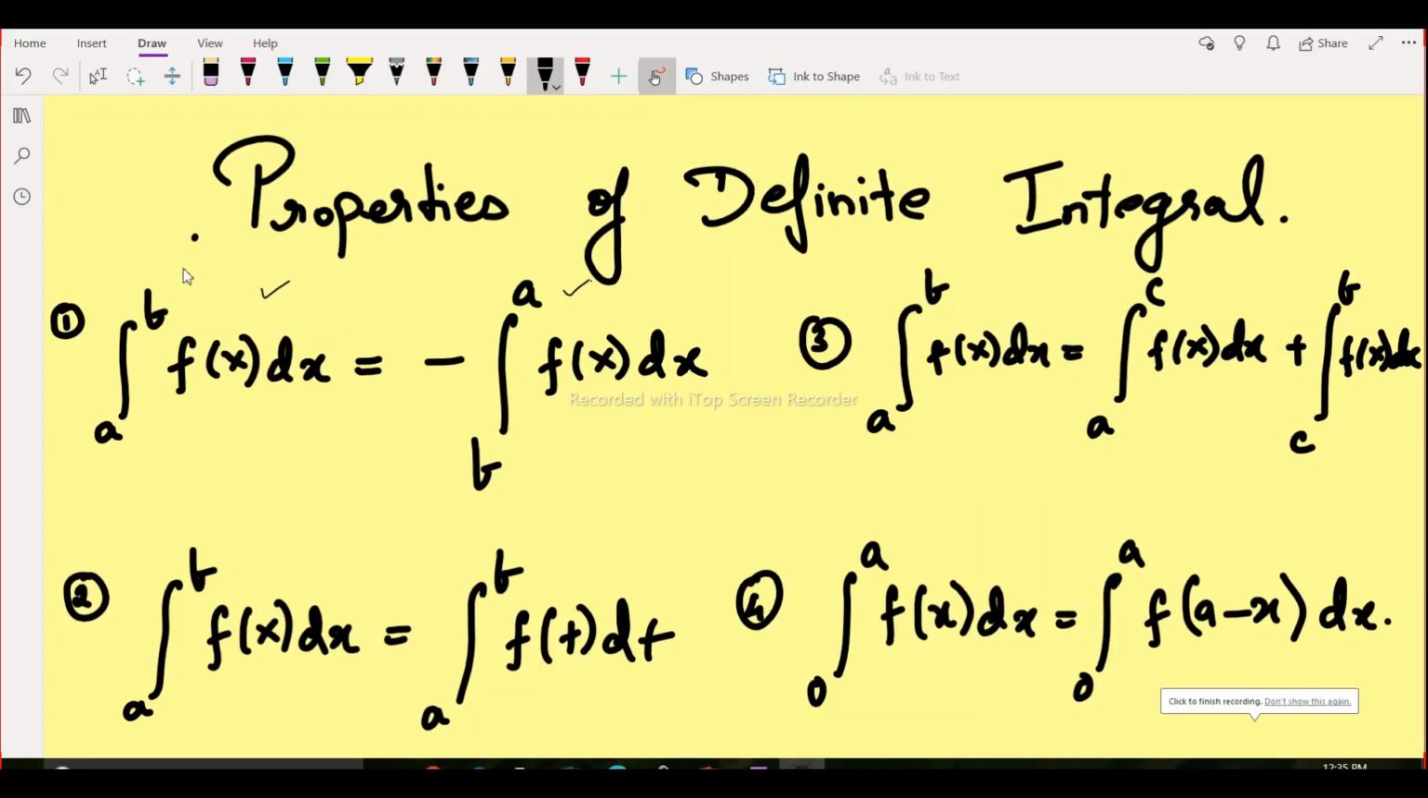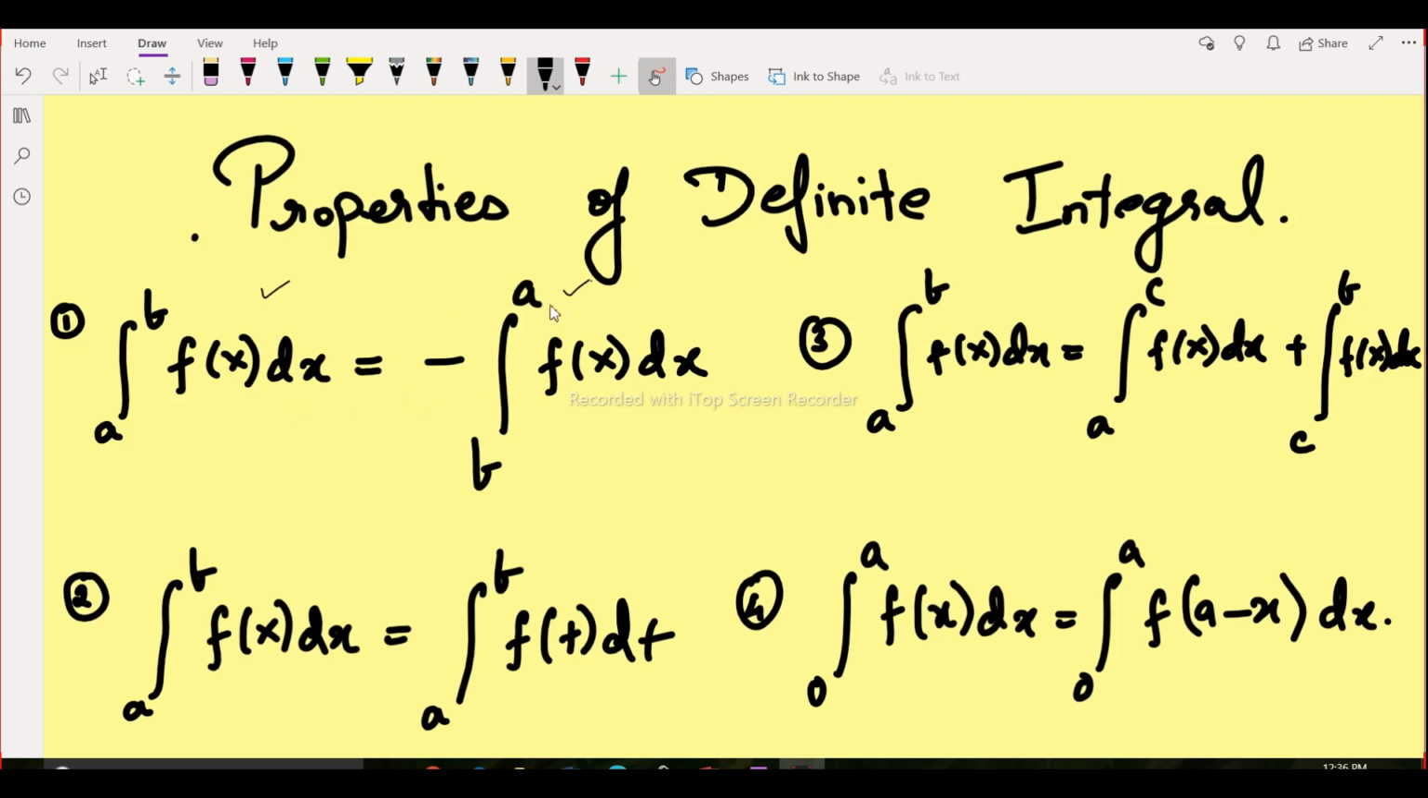Let's start off with the properties of definite integration. So the first one is very logical, where you have integral a to b f(x) dx is equal to minus integral b to a f(x) dx. So it's just logical that if your limits are 1 to 2 and you find the value of the integral, and if you change the limits from 2 to 1, obviously the sign will differ in the final answer.